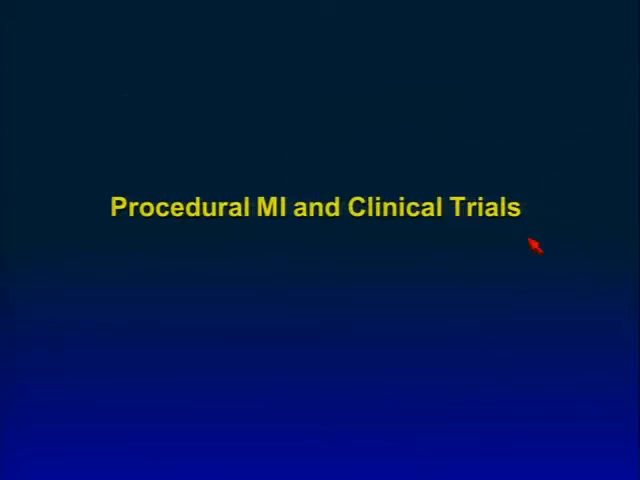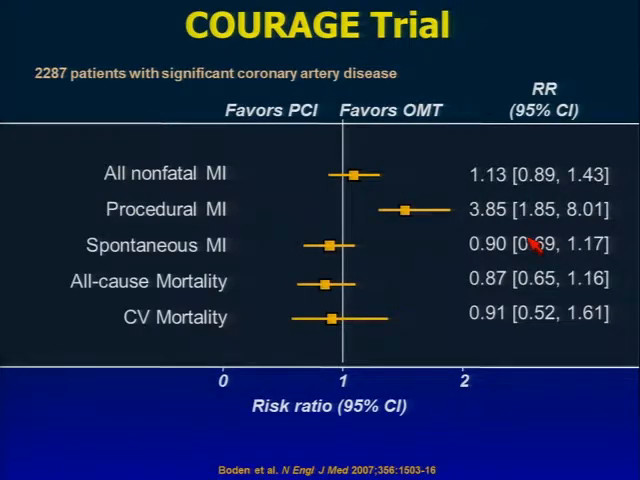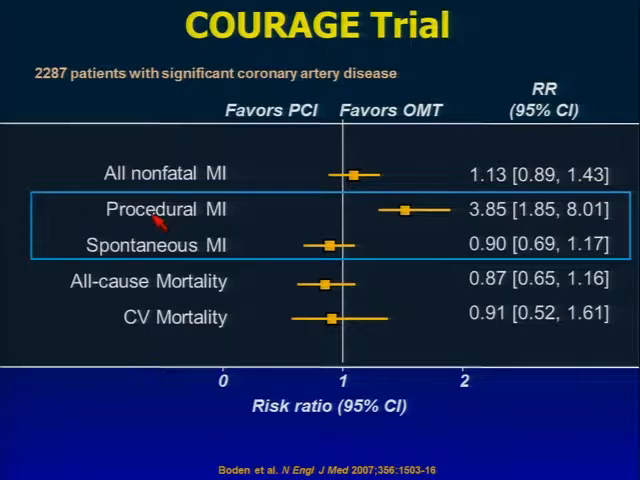If you look at clinical trials and procedural MI, this is data from the COURAGE trial, and as I hinted before, this is of more significance when there is a differential incidence of procedural MI between the two groups. COURAGE trial, 2,200 patients randomized to PCI and OMT. All non-fatal MI was a composite which included both procedural and spontaneous MI, and there's no difference between PCI and OMT. But if you look at the components, there was a significant increase in procedural MI with PCI, which is a no-brainer, and there was no difference in spontaneous MI between the two groups. Looking at all-cause mortality and cardiovascular mortality, this is an indirect comparison, but we see that procedural MI does not track for the point estimates for all-cause mortality, but spontaneous MI tracks with all-cause mortality and cardiovascular mortality.